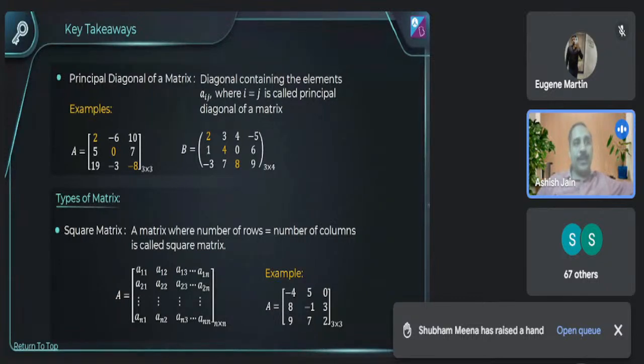अब यहाँ पे order पूछेंगे. So order is the same because we have an equal number of rows and columns. हम बोलेंगे ये एक third order का square matrix है. That means it has 3 rows and 3 columns. Clear?